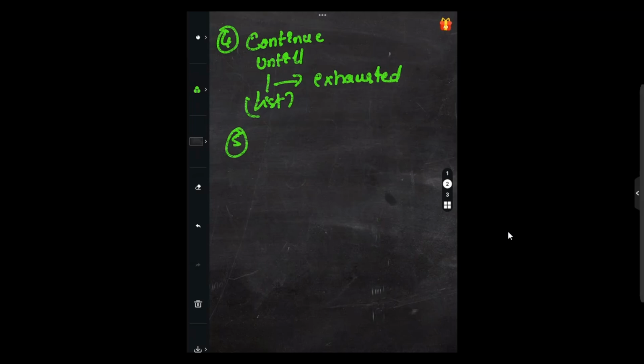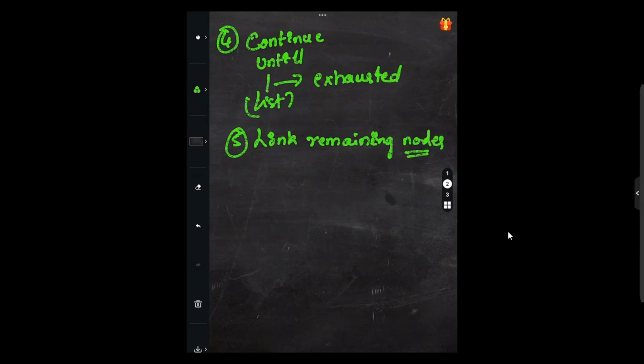We have to link the remaining nodes as well. If any of the nodes is still present, then we have to link the remaining nodes from the non-exhausted list to the merged list. Link remaining nodes, if any.